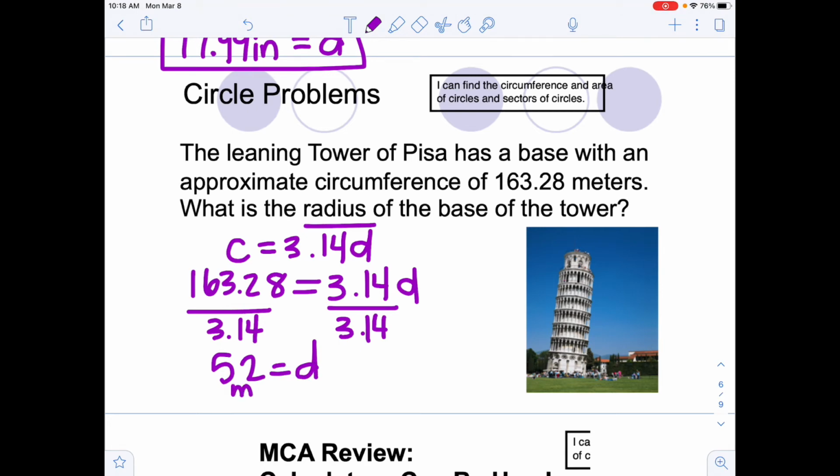Okay, we know that diameter is all the way across the circle. Radius is halfway. So I'm going to take 52 divided by 2. And I get 26 meters. So the radius of the base is 26 meters.